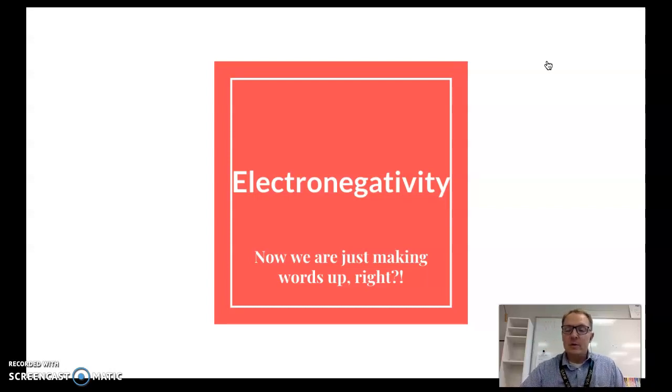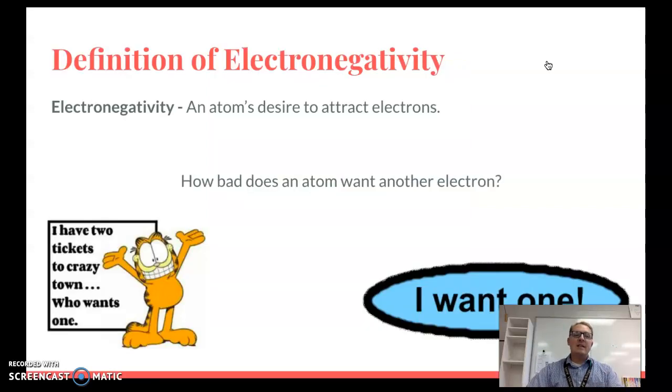The last trend of the periodic table, of course, has something else to do with electrons. I told you weeks ago that after we learned what the parts of the atom were, the electrons would be the ones that we would focus on the most. So here's the basic definition. When we say the word electronegativity, what we're talking about is an atom's desire to attract electrons. Okay? How bad do they want electrons from another atom? And that is the electronegativity.